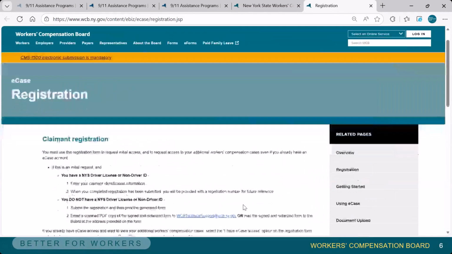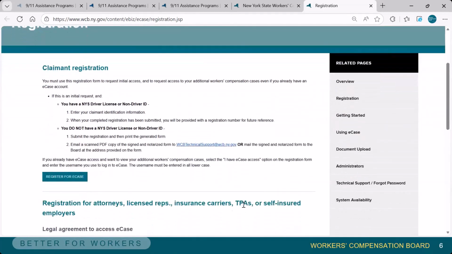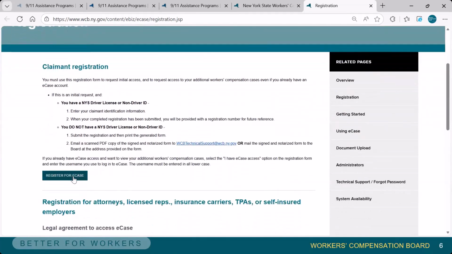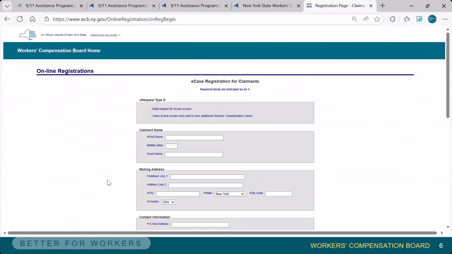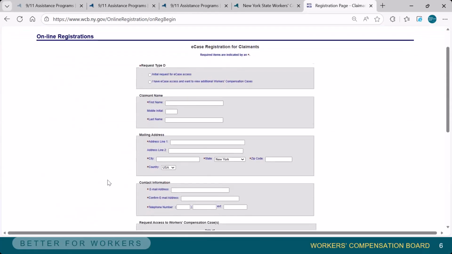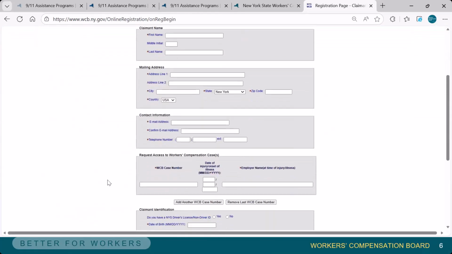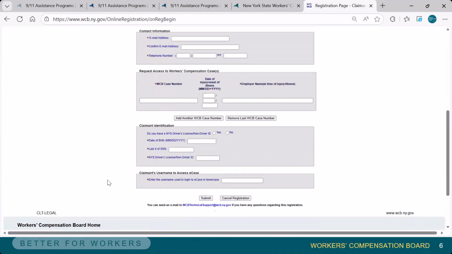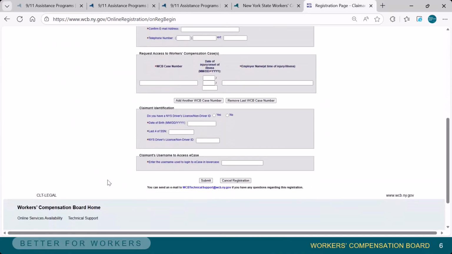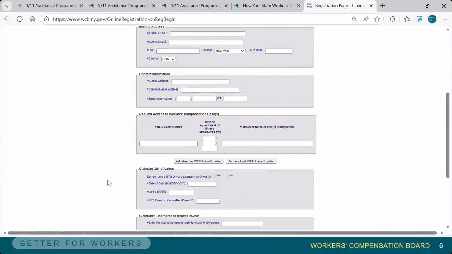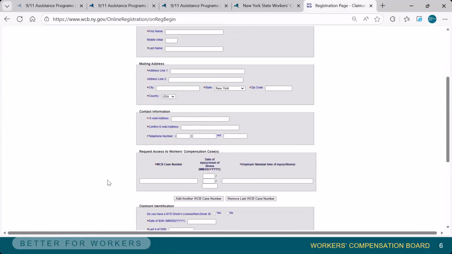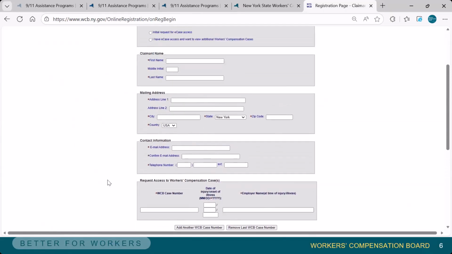We are showing you right now the registration page for eCase. eCase is this tool that allows you, the worker, to see your claim folder. You can see all the documents in your claim folder just as we at the board do, or your attorney or the insurance company. You can see what everyone else sees.